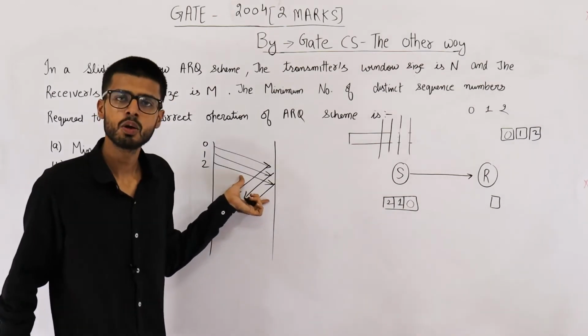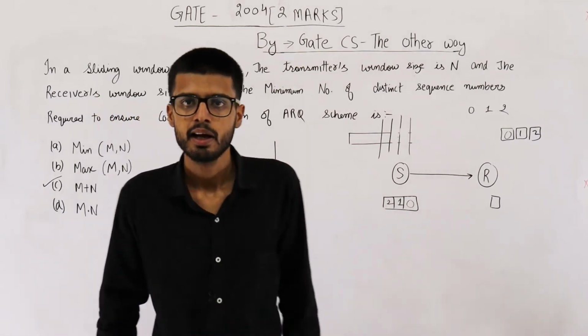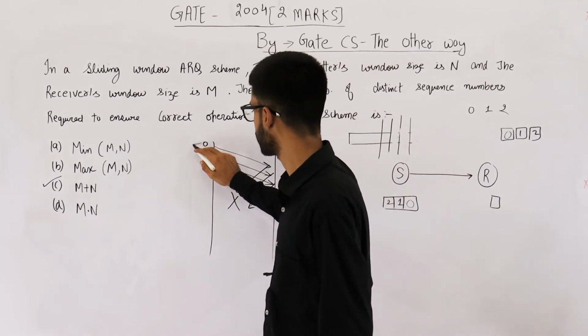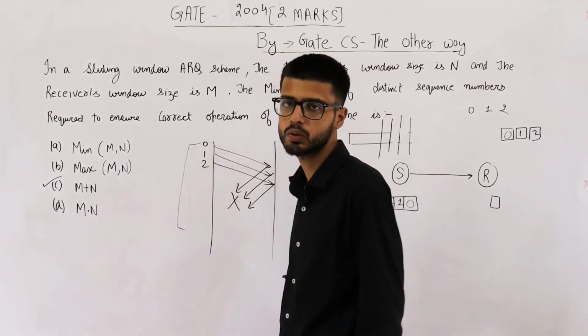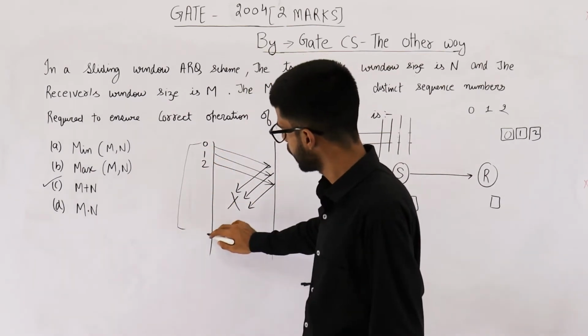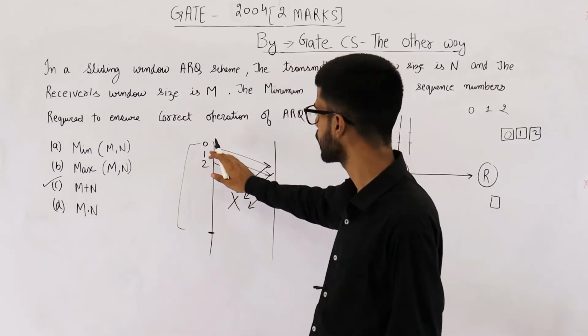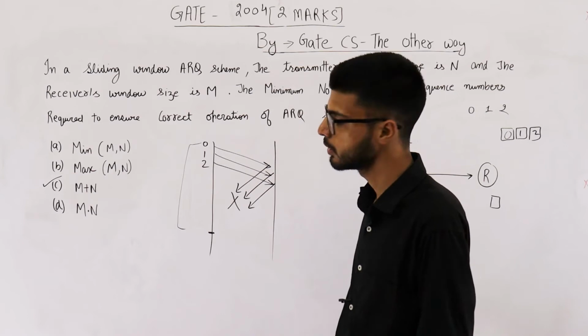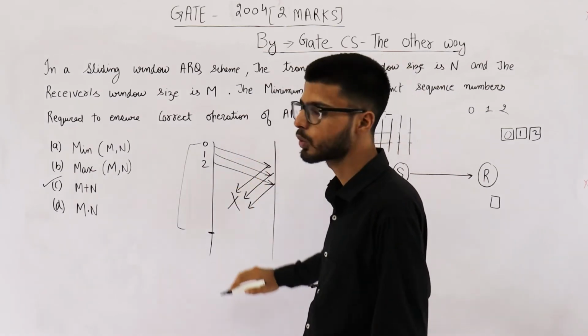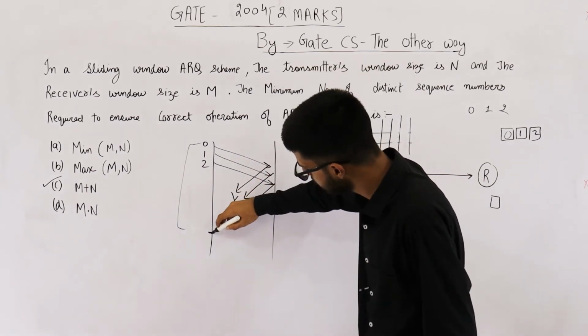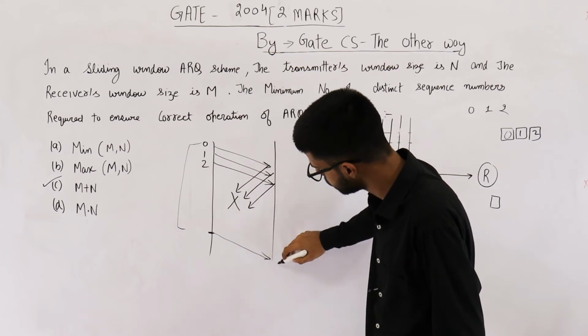Suppose all of these acknowledgements were lost on the way, and at the sender's side, after some time, there will be a timeout timer. At this point of time, the sender will think that a lot of time has elapsed. Maybe this packet number 0 is lost. The sender will resend this packet number 0.